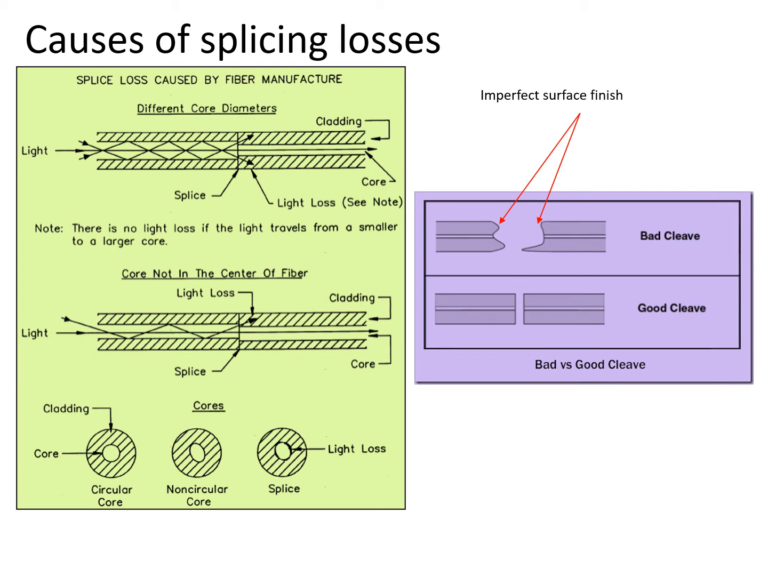This figure shows the splicing losses caused by fiber manufacturer and imperfect surface finish. From here, we can see that there are two mistakes made by the fiber manufacturer. The first one is they have made the fiber optics with different core diameter. The second one is the core is not in the center of the fiber cable.